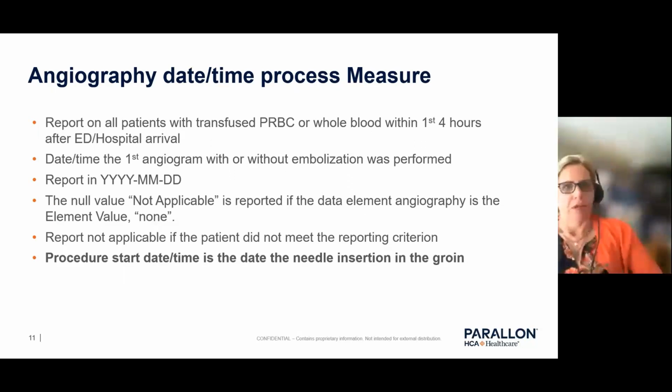And then you're going to report the null value. Not applicable is reported if the data element angio is the element value none. So if they didn't do any angio, you would report none. And then report not applicable if the patient did not receive that packed reds or whole blood.